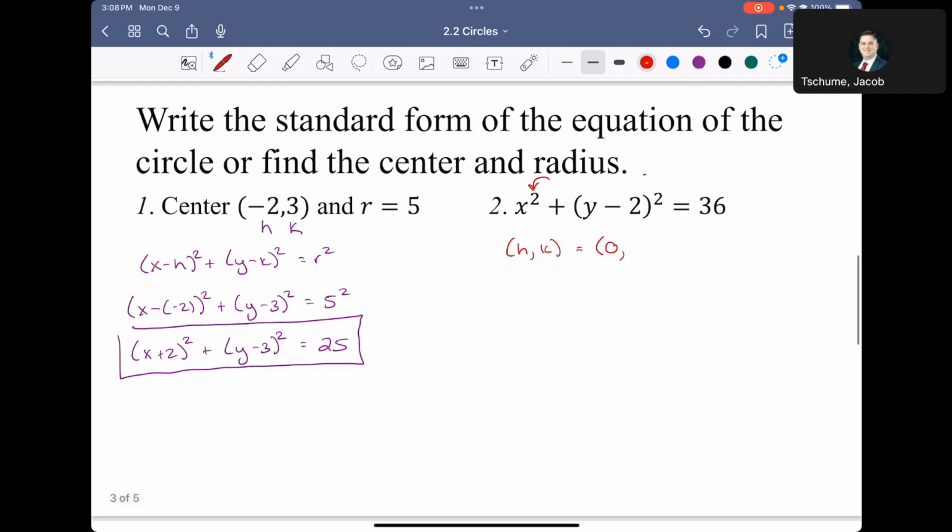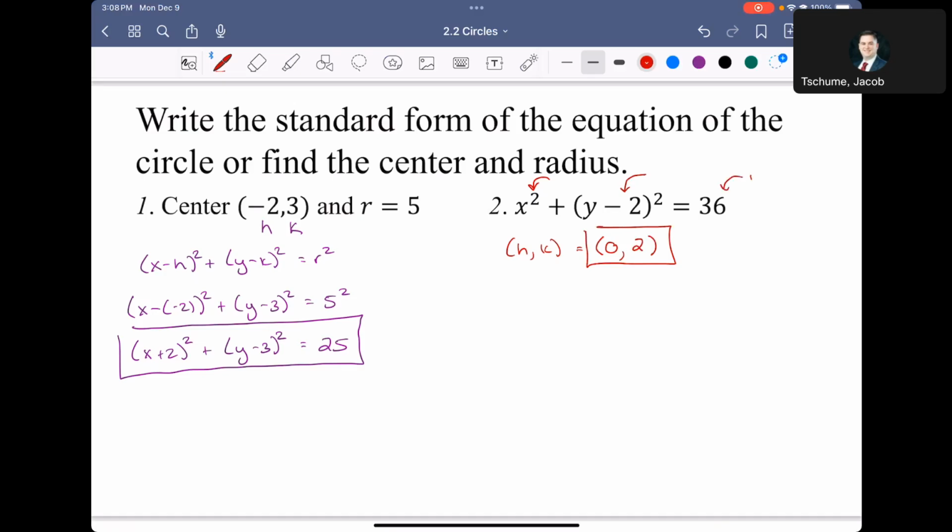Versus your k value comes from the number being added or subtracted from y, which in this case is y minus 2. Remember, I told you have to think backwards with these, so you're not going to write down -2. You're actually going to write down +2 as the k value of your center. And so that is the center of your circle.